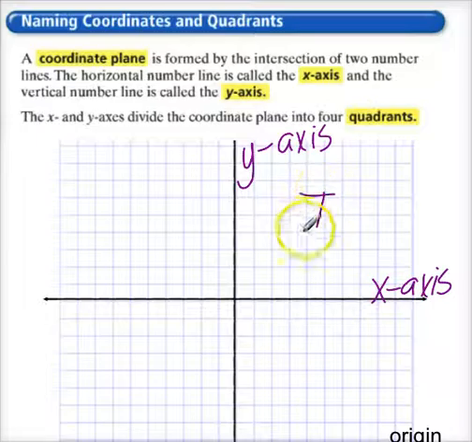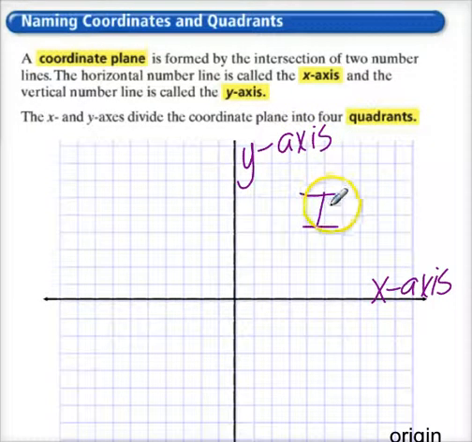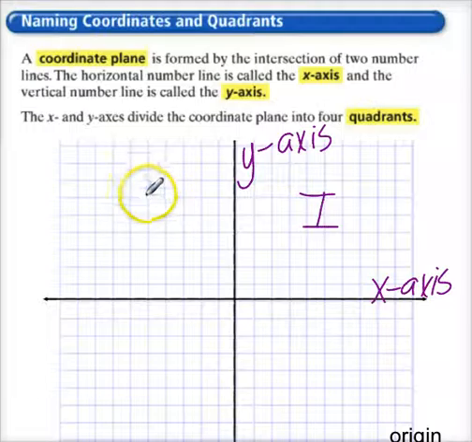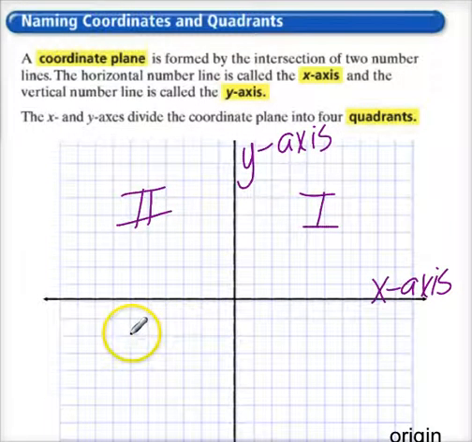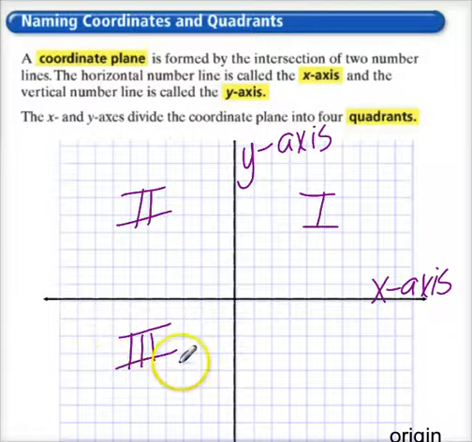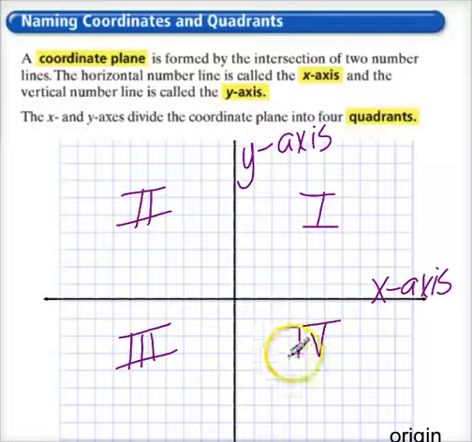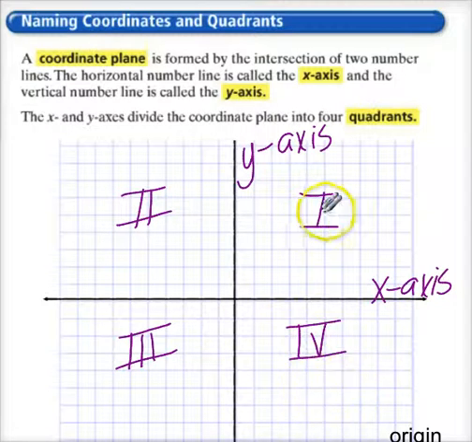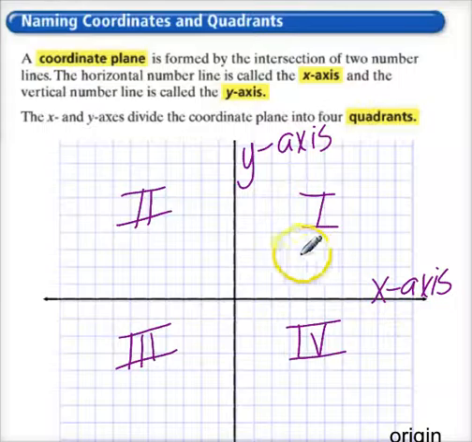Quadrant 1, and we represent these with Roman numerals, is in the top right corner. Then we move counterclockwise. So quadrant 2 is over here on the left. Quadrant 3 is bottom left, and bottom right is quadrant 4, which is represented by a 1 and a V in Roman numerals. So 1, 2, 3, and 4. It's important that you know the order of the quadrants.